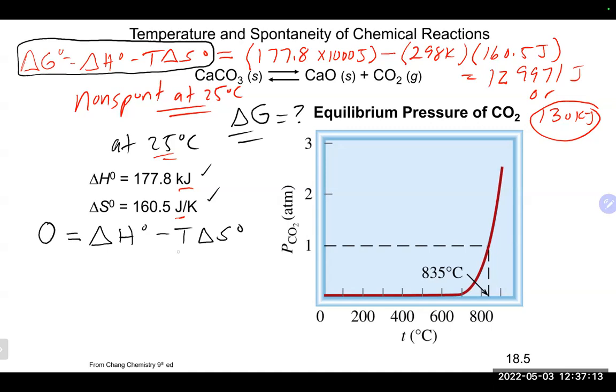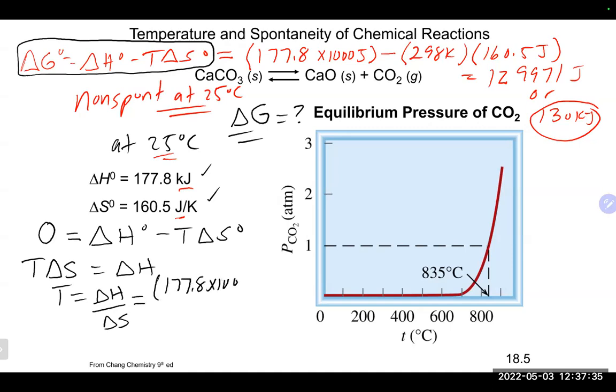And if we're interested in our temperature, we could take that whole thing over here and solve for our temperature, which would be our delta H divided by our delta S value. And we have both of those numbers given to us, so we could actually plug those in. And once again, I'm going to convert it into joules, so they're in the same units. So I'm going to multiply by 1,000. We're going to divide it by the 160.